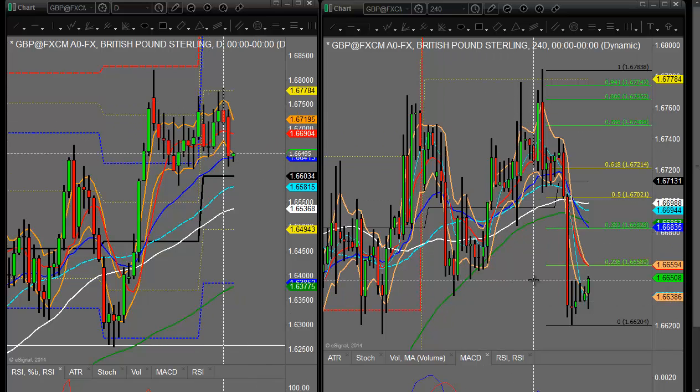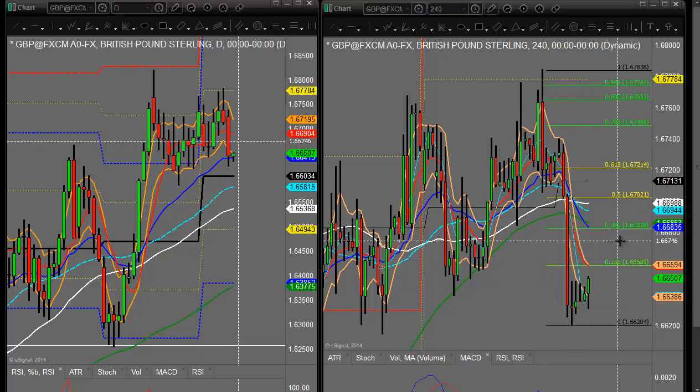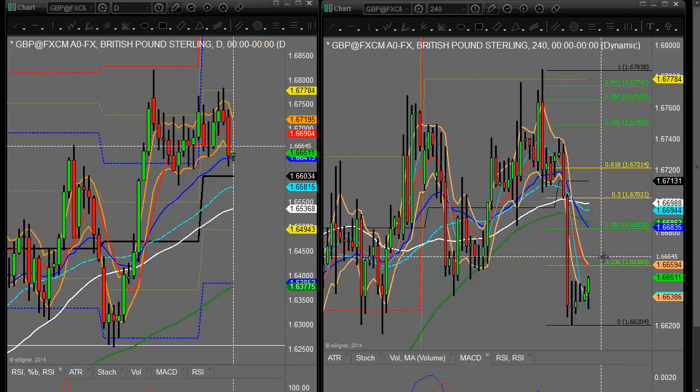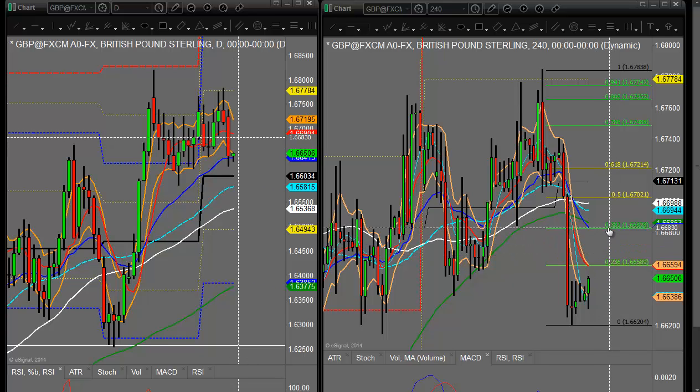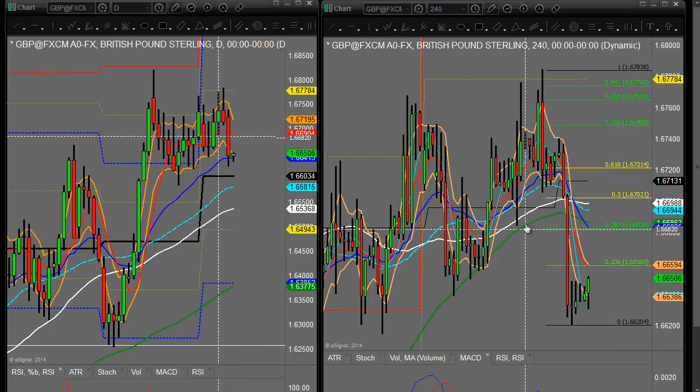I've got an upside target of 166.69, so there's a possibility we could run up to it, just where my cursor is right now on this right hand side here. The 166.69 area is just before 23, just after the 23.6% retrace.